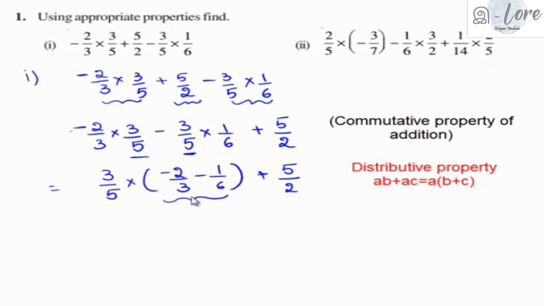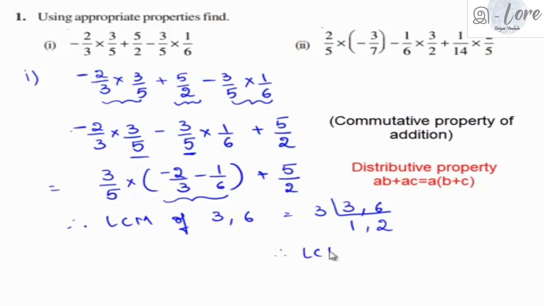Here, in order to add the two rational numbers, we need to have common denominators. That is, we need to find the LCM, nothing but the least common multiple. Therefore, the LCM of 3 and 6: 1 3 is 3, 2 3s are 6. So the LCM is 3 into 2, which is equal to 6. Okay, now the LCM is 6.